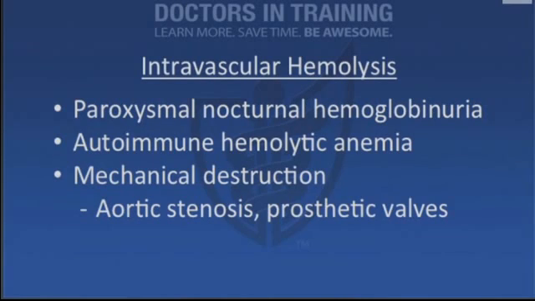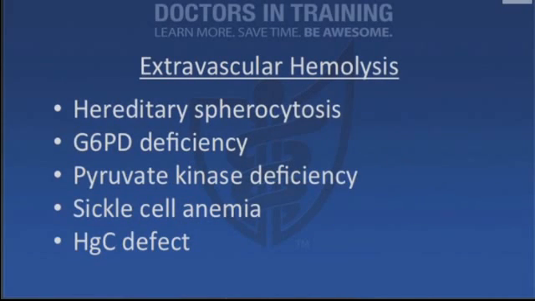So if you have aortic stenosis and a lot of turbulence that results from that, prosthetic valves, are going to crush some of your red blood cells. And then extravascular hemolysis, like with hereditary spherocytosis, can cause a normocytic normochromic anemia. G6PD deficiency, you're sensitive to oxidative damage, so you take in something that causes oxidative damage. Pyruvate kinase deficiency is going to cause hemolysis because red blood cells can't generate energy because they can't go through glycolysis. Sickle cell anemia, hemoglobin C disease, and again, autoimmune comes into play here, but this is warm agglutinins.